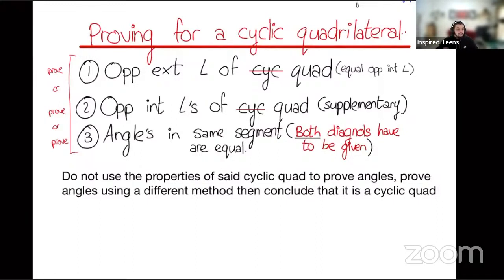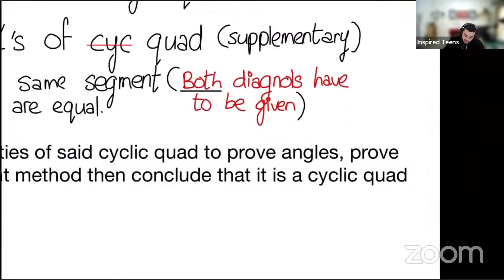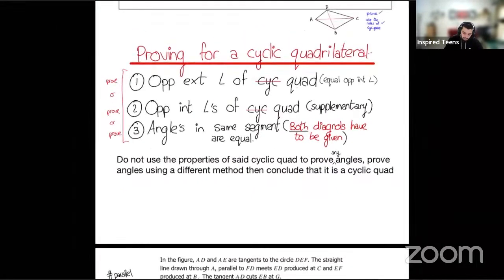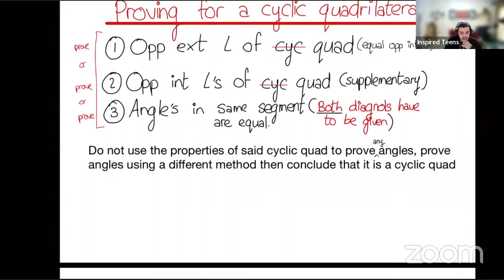Okay, yes, this is very, very important, and it's something I mentioned before. Do not use the properties of said cyclic quadrilateral to prove angles. Prove angles using a different method, then conclude that it is a cyclic quadrilateral. So do not use the properties of the cyclic quadrilateral that you're currently proving to prove any of the angles that you need. Prove those angles using different methods, then conclude that it's a cyclic quadrilateral.